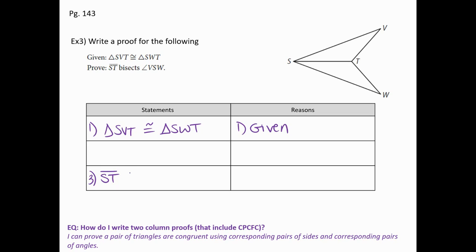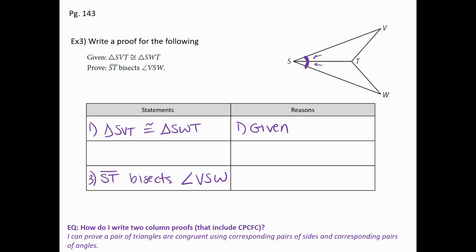So segment ST bisects angle VSW. Okay, so let's see if we can figure this out. Once again, we're told right away that the triangles are congruent. So then one thing we know is that all their parts are congruent. If I look at what I'm trying to prove, I'm trying to prove that ST bisects an angle. The angle we're looking at is VSW, which is this whole angle right here. We're trying to show that it's being cut into two equal pieces, so two equal parts.